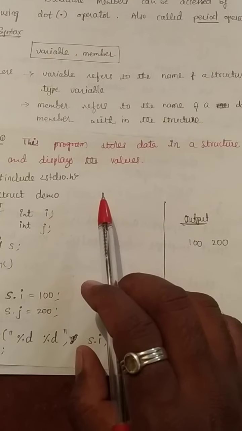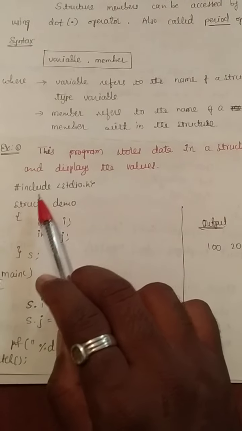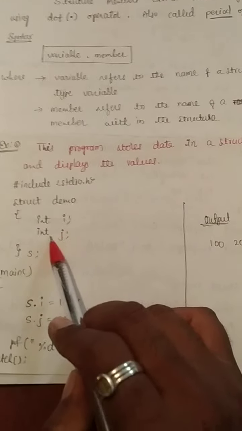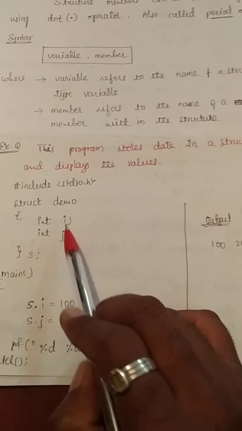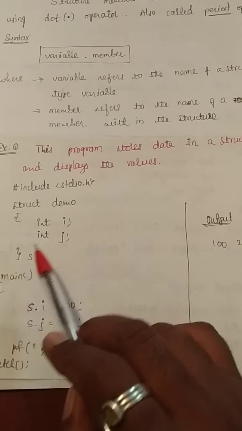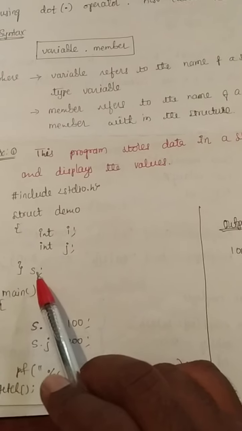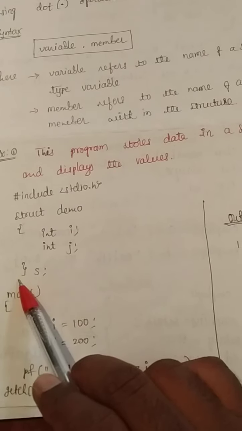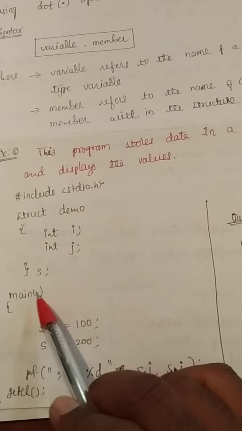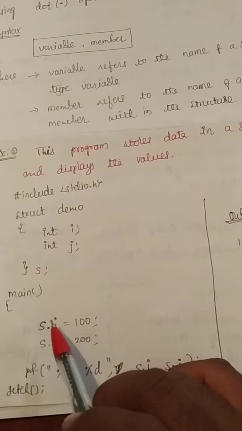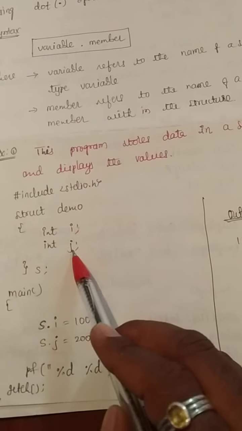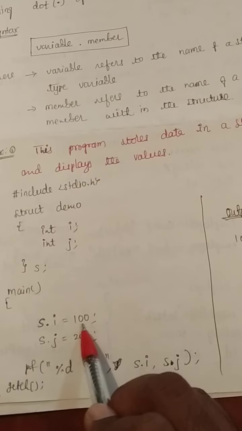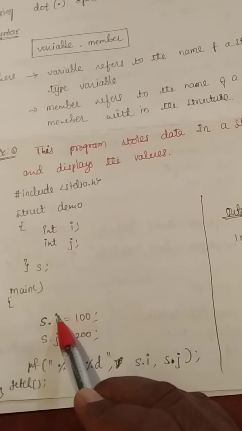See, in this example, I am writing one demo example here. Struct demo, int i, int j. It means two data members of type integer are declared, and close the parenthesis. The structure variable name is s. Got it? So the structure variable is declared inside the main function. Now I am trying to access i and j. How? s dot i is equal to 100. See, i is accessed here.